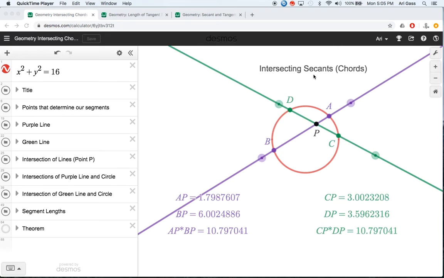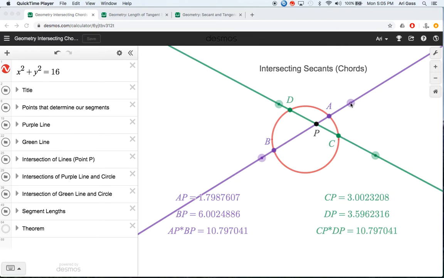So the first one we're going to look at is intersecting secants or chords. We can say that these are intersecting chords because their intersection point occurs inside the circle. So really what I'm looking at is chord AB and chord CD that are intersecting inside the circle. But of course, line AB is a secant and line CD is also a secant. But because the intersection point happens inside a circle, we say that we're just looking at the intersecting chords part.